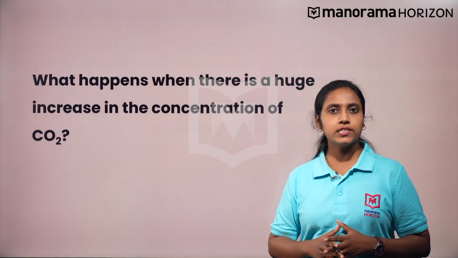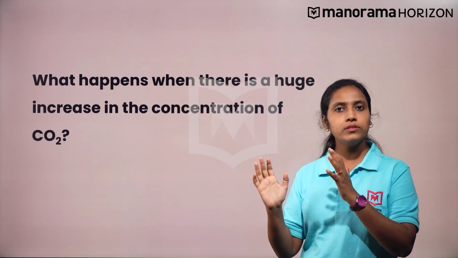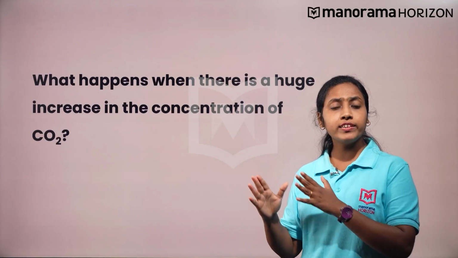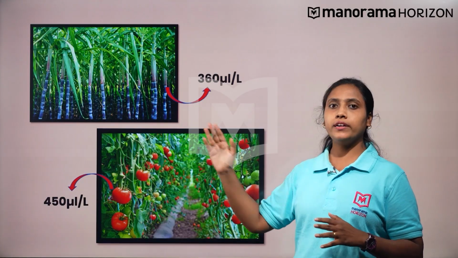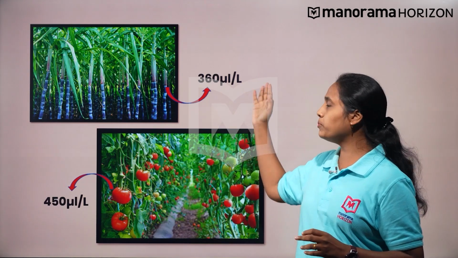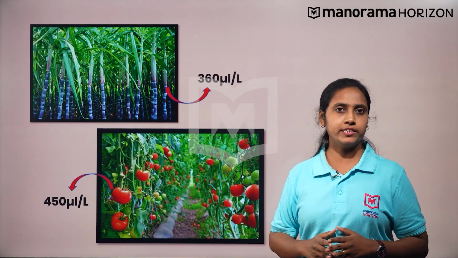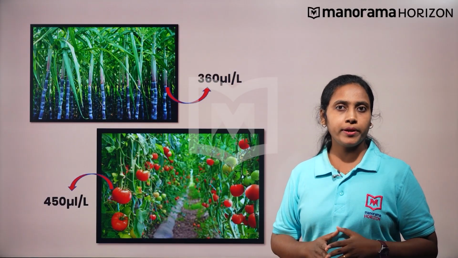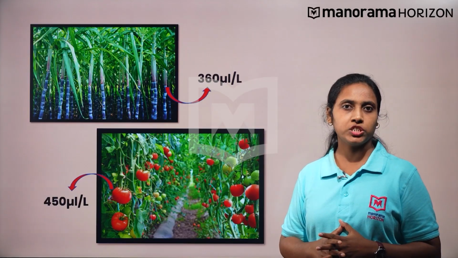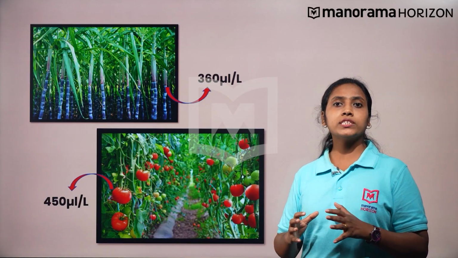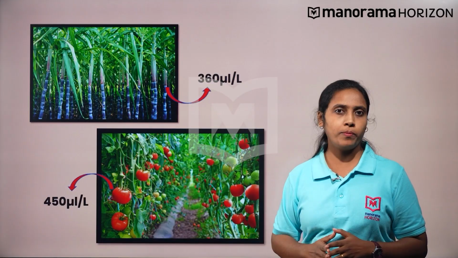We have already discussed C3 and C4 plants in our previous sessions. Can you relate how the concentration of carbon dioxide affects the C3 and C4 plants? The saturation point of carbon dioxide in C4 plants is less, that is 360 ml per liter, and that of C3 plants is 450 ml per liter. Low concentration of carbon dioxide in C3 plants leads to another process known as photorespiration. Hence, carbon dioxide acts as a limiting factor in C3 plants, but not in C4 plants.